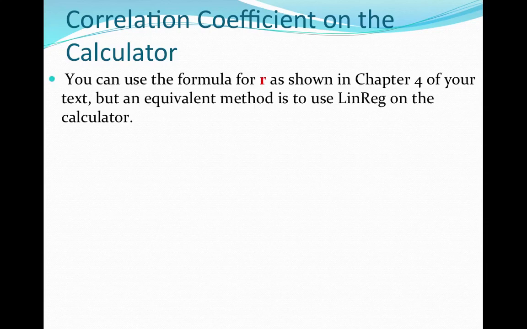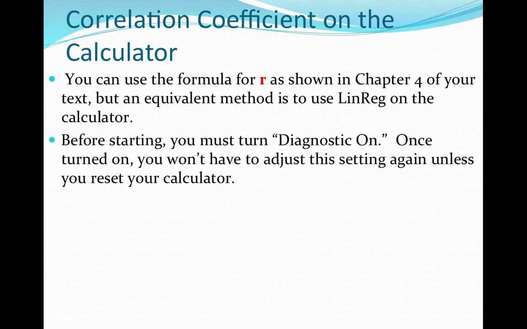The correlation coefficient on our calculator. So we can use the formula as shown in chapter 4 of your text. If you take a look at the textbook, there's quite a few pages devoted to using that formula and getting the R value manually. If you want, you can take a look at that. If we use a function called linreg, which stands for linear regression, on our calculator, we can get the same value for R.